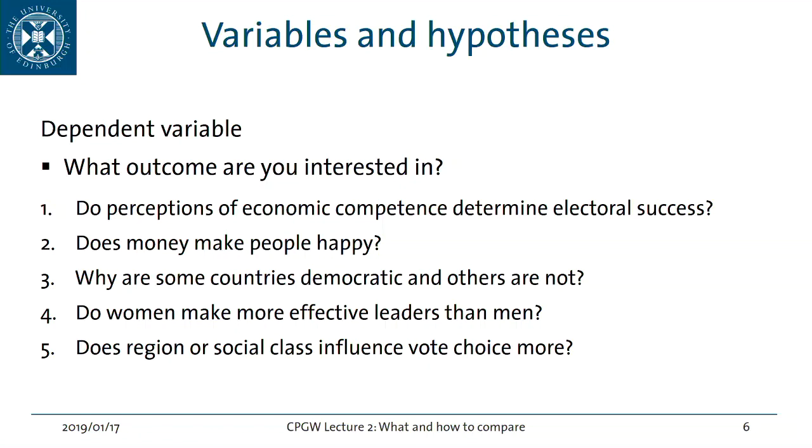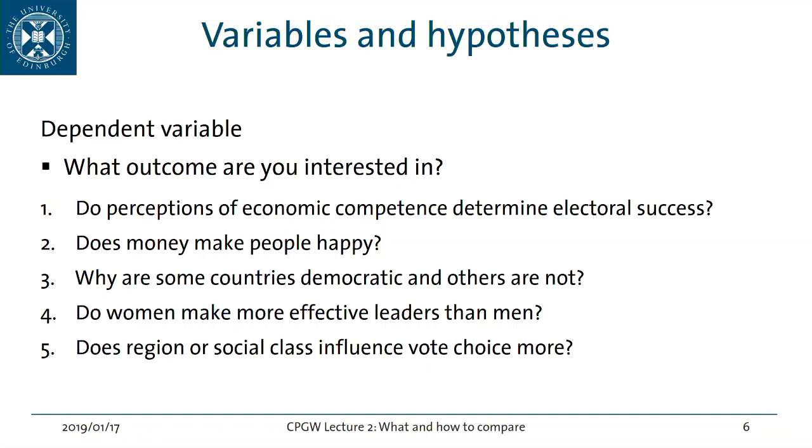When we think about the dependent variable in these designs, we're always interested in what is being affected. What is the outcome that we're interested in? Now, if we look at these kinds of questions, let's just pick one at random here. If we pick question 2, does money make people happy? What is our outcome variable here? What is our dependent variable? Does anyone have a suggestion? Happiness, exactly. So happiness is our outcome variable. That's what we're interested in.